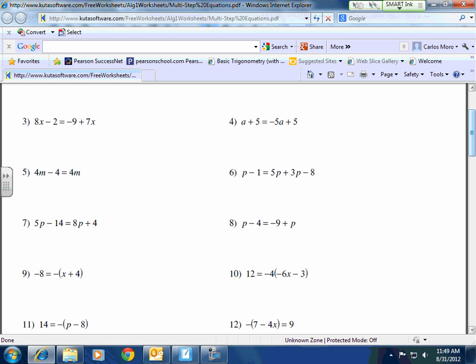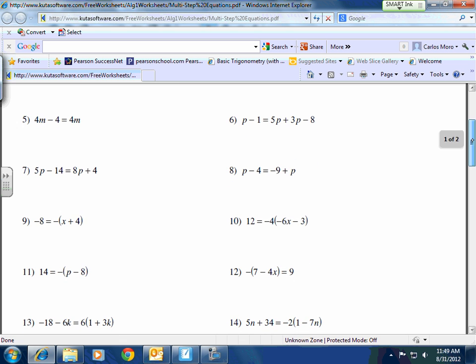All right. Let us continue. Now we're going to get to some special cases, okay? You're going to see what happens here, and I really need you to understand this. So please, please pay attention. For number 5, I have 4m minus 4 equals 4m. Okay. A lot of times people get confused with this, so please pay attention.